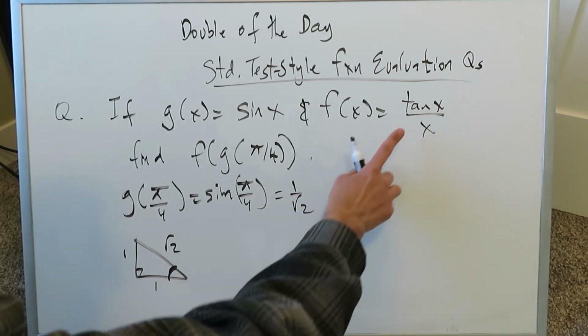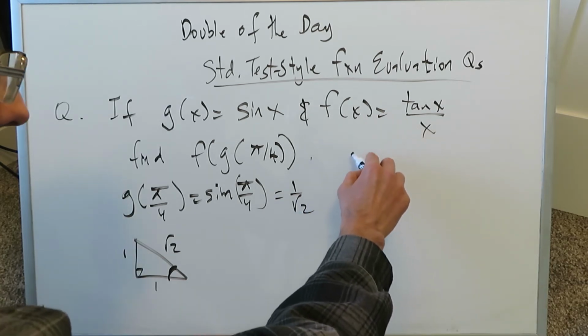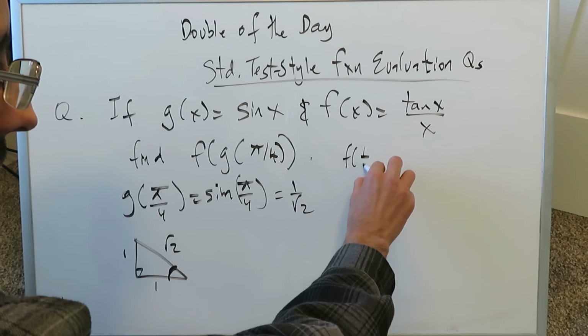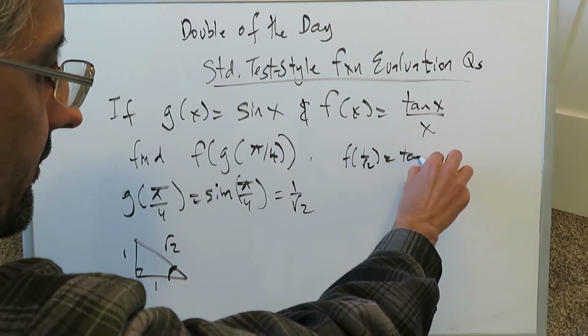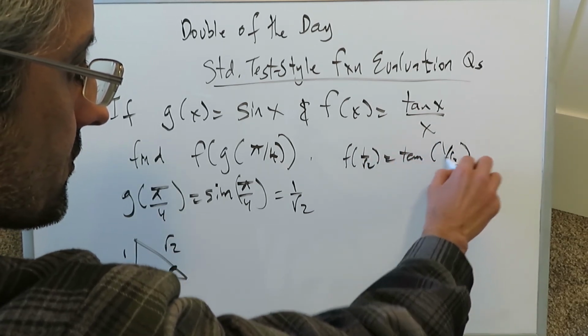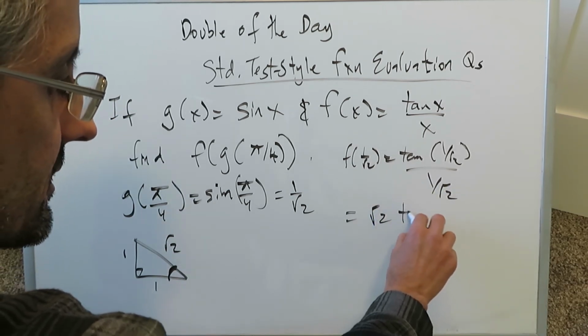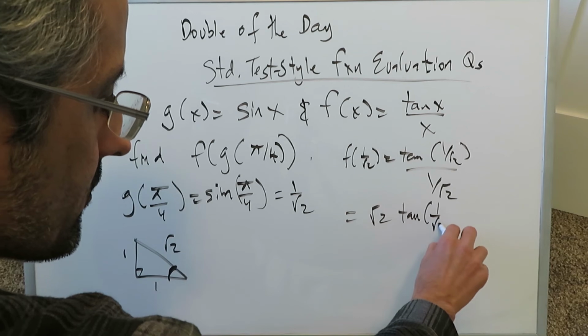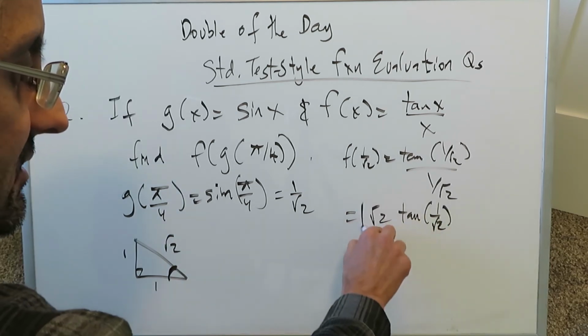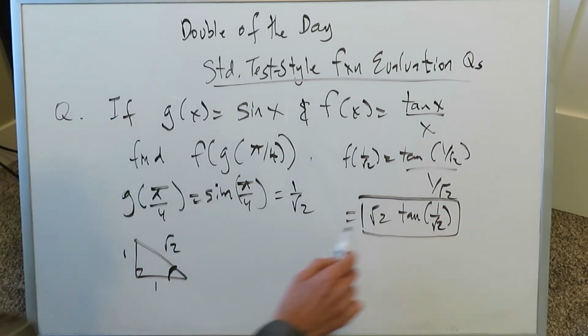Now this value has to feed very well into f right over there. And your f of 1 over root 2 will be equal to tan of 1 over root 2, over 1 over root 2. And you can say your answer will be root 2 tan of 1 over root 2. You don't have to numerically solve this out. This right here very well is a good answer.